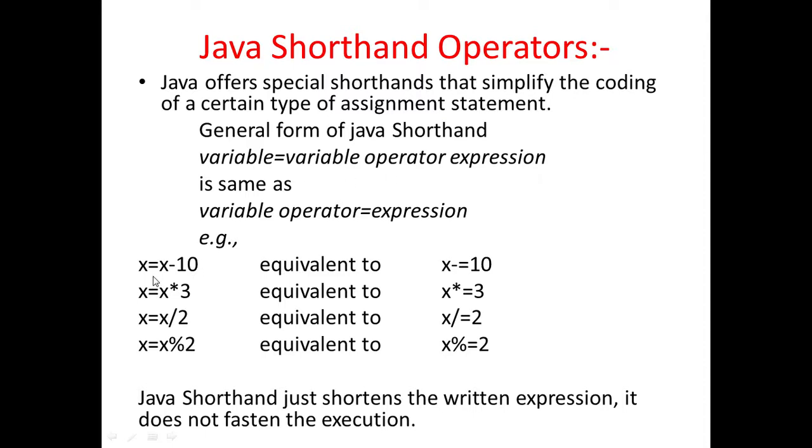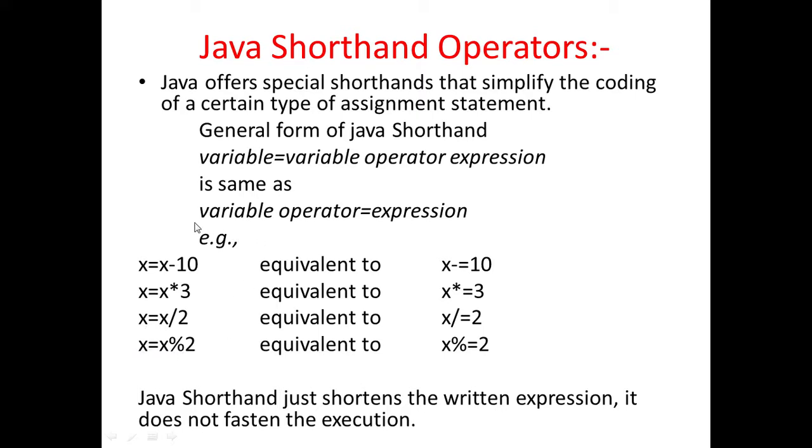You can see here x equal to x minus 10. So x is variable, equal to sign, then again variable x, then operator minus, and then expression 10. So we usually write like this: x equal to x minus 10, x equal to x into 3, x equal to x by 2, x equal to x modulus 2.